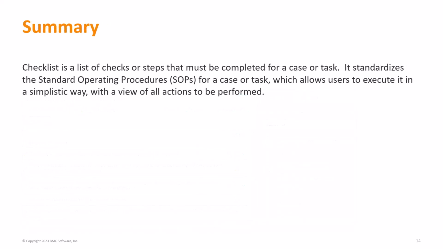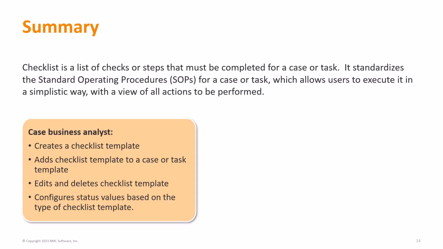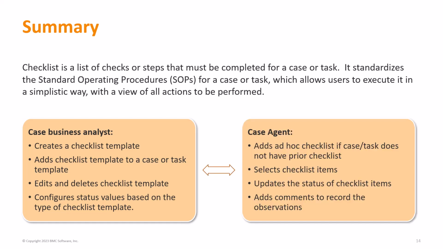To summarize, in BMC Helix Business Workflows, a checklist is a list of checks or steps that must be completed for a case or task. It standardizes the standard operating procedures for a case or task, which allows users to execute it in a simplistic way, with a view of all actions to be performed. A case business analyst first creates a new checklist template and adds the template to the case or task. A case agent then works on the checklist items and can also add an ad hoc checklist if the case or task does not have a prior checklist.